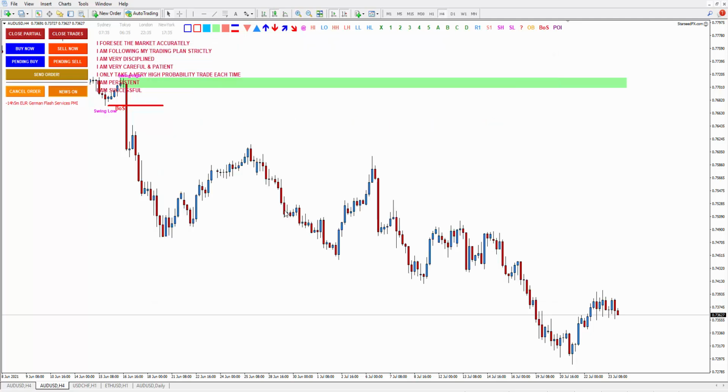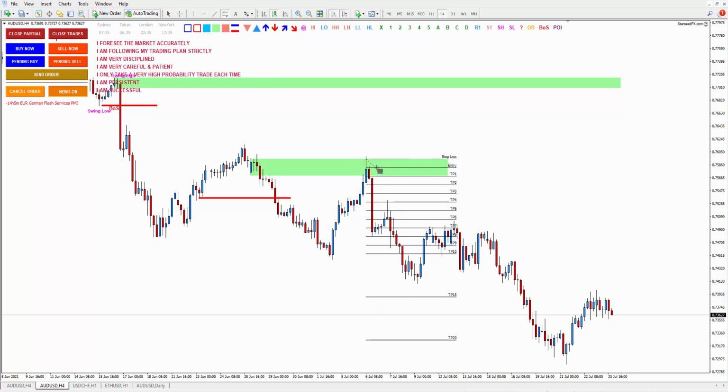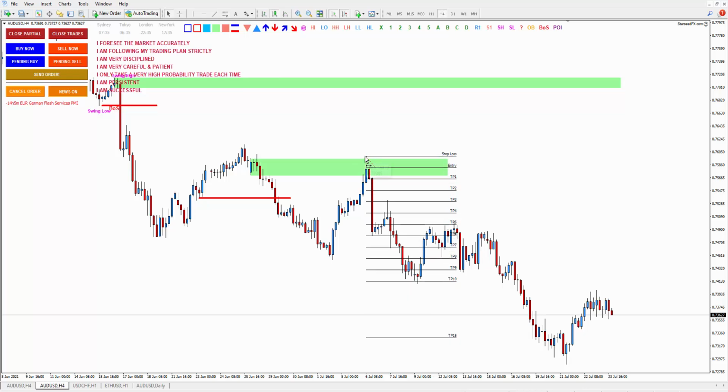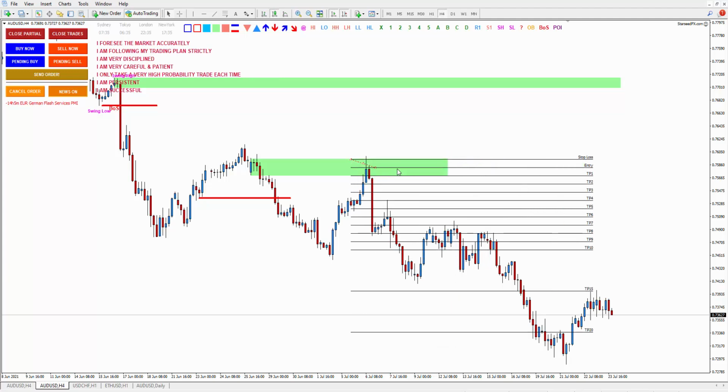Let's just see an example here. Let's say this is your order block. You hit the stop loss and you re-enter again. Let's say you take 50% of the order block, okay? The first attempt, you hit the stop loss and then you re-enter again at the same level entry here.